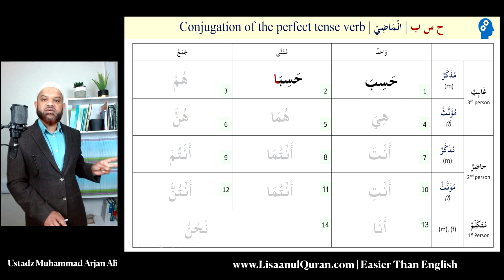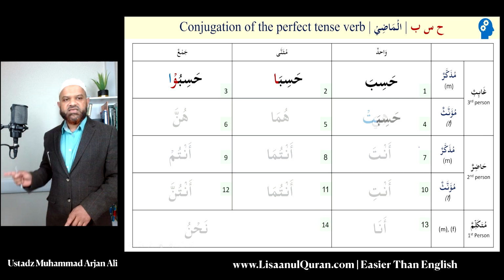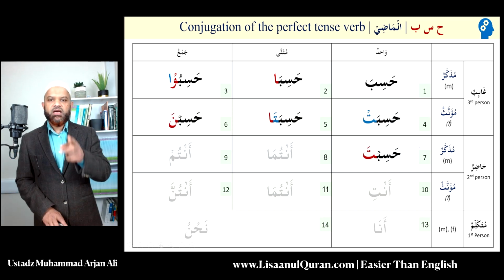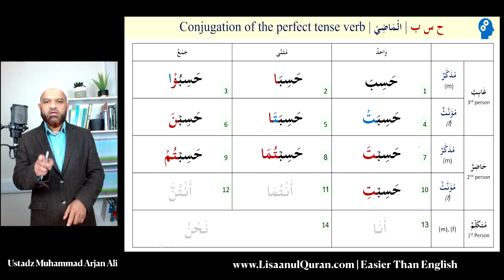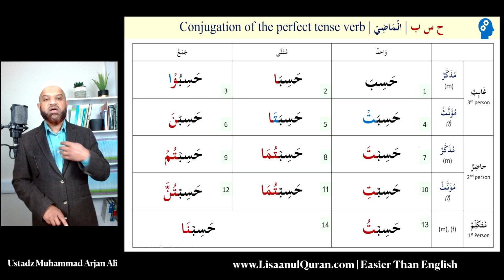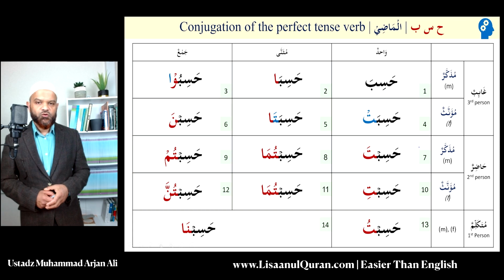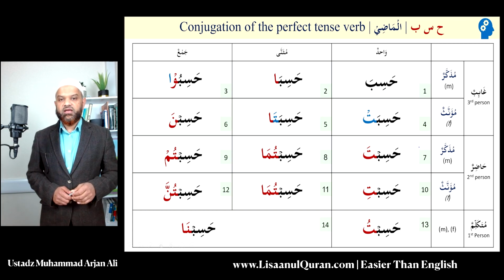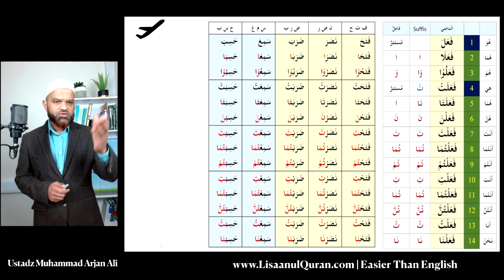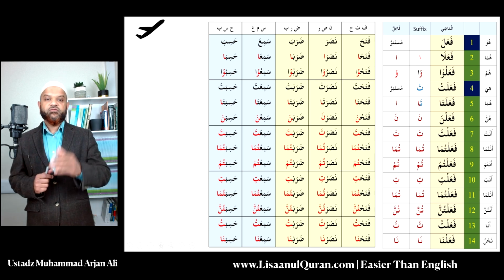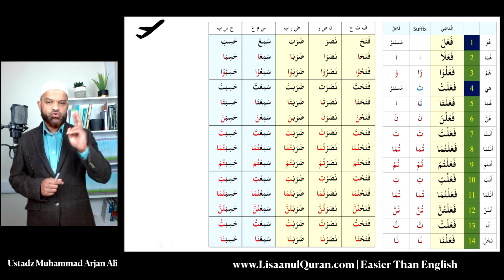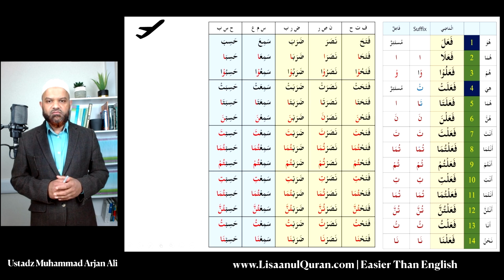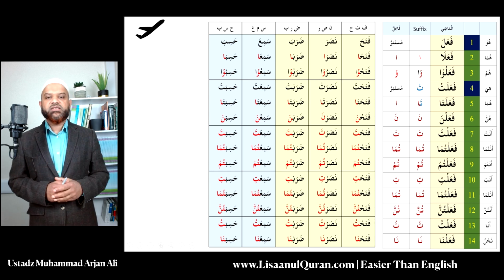Hasiba, hasiba, hasibu. Hasibat, hasibata, hasibna. Hasibta, hasibtuma, hasibtum. Hasibti, hasibtuma, hasibtunna. Hasibtu, hasibna. That's your 14 forms. Again, another one with kasra in the middle. And you have another screenshot of this one, where you have the 4th verb now added onto our list. So we have 2 with the E sound in the middle, meaning the middle root letter taking a kasra.